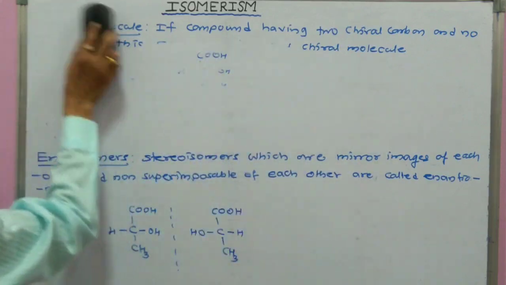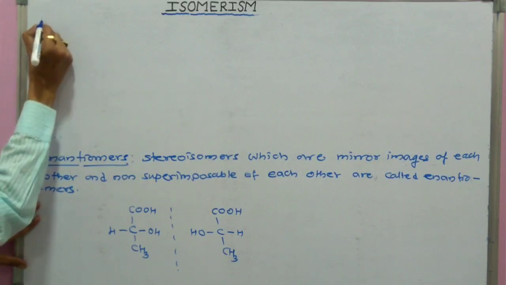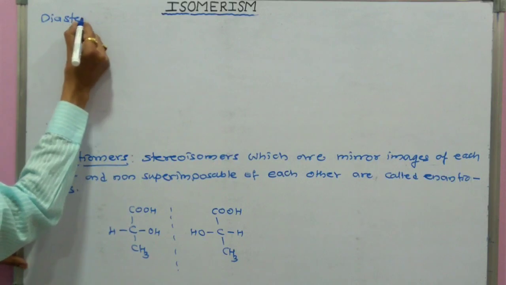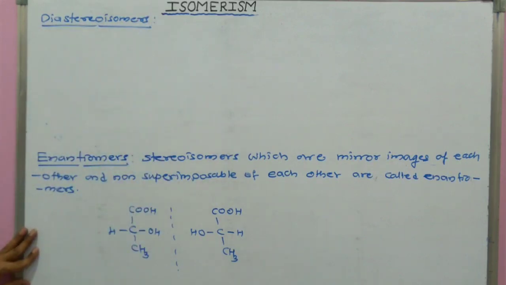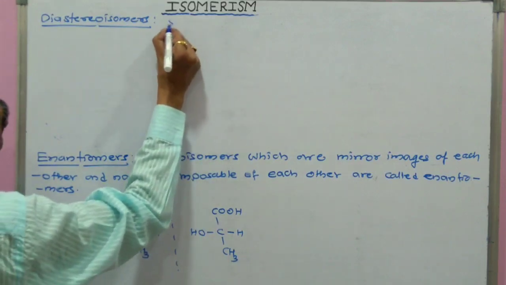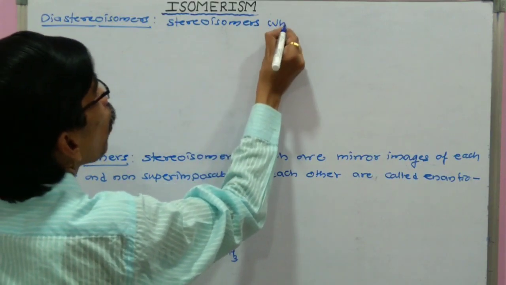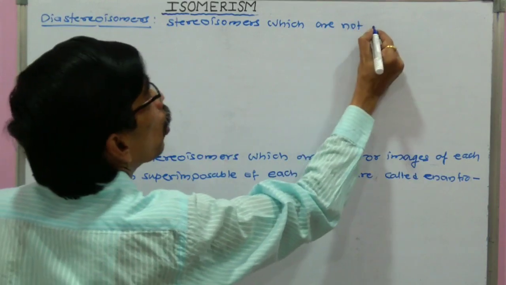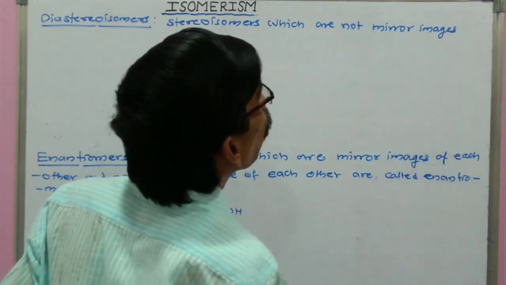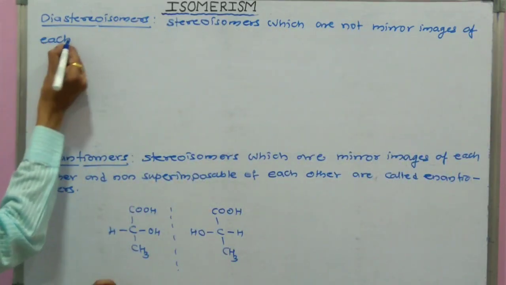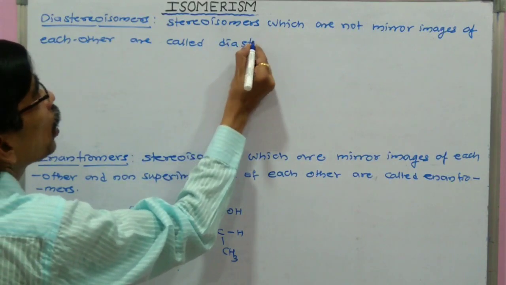Now, the next definition is diastereoisomers. Diastereoisomers are stereoisomers which are not mirror images of each other. Stereoisomers which are not mirror images of each other are called diastereoisomers.